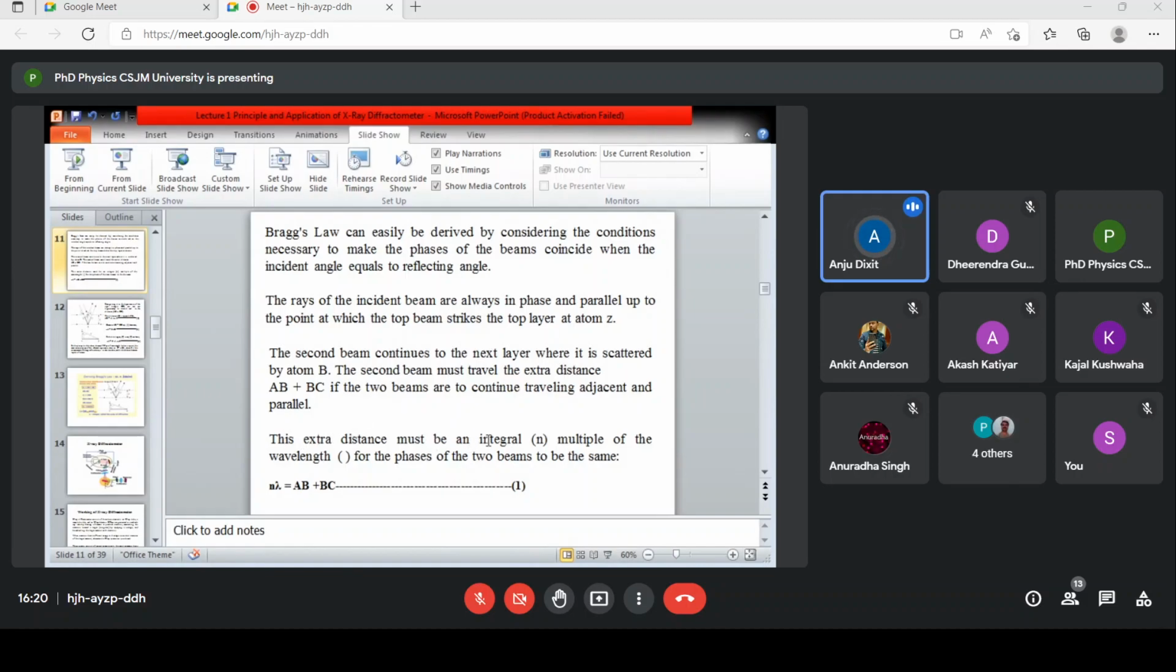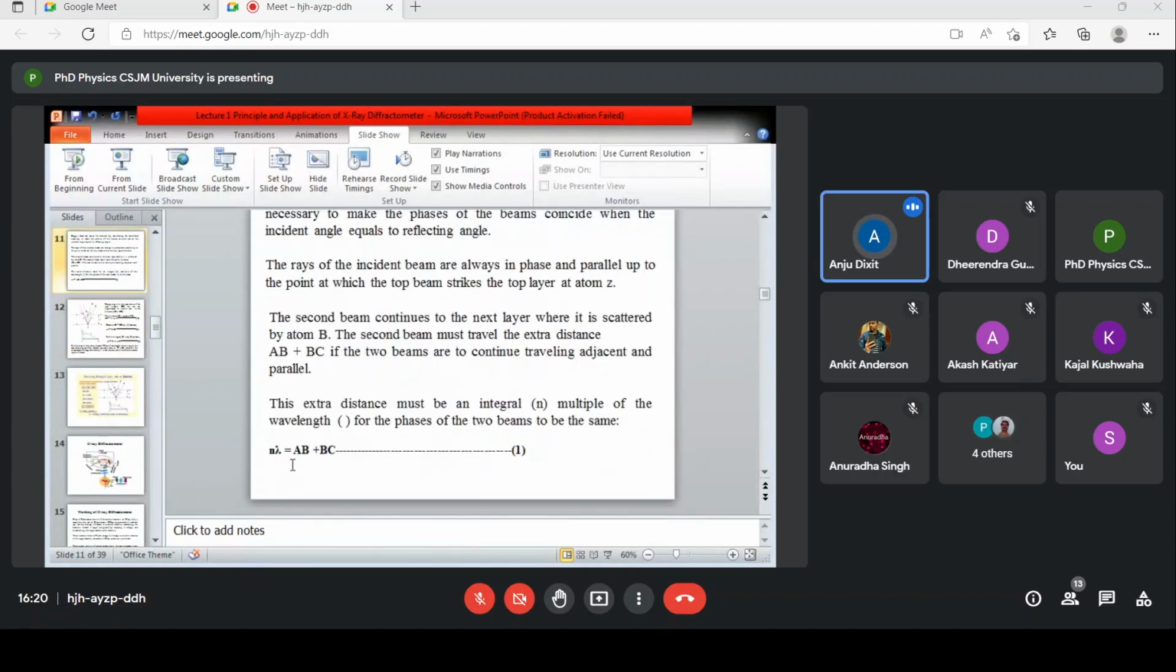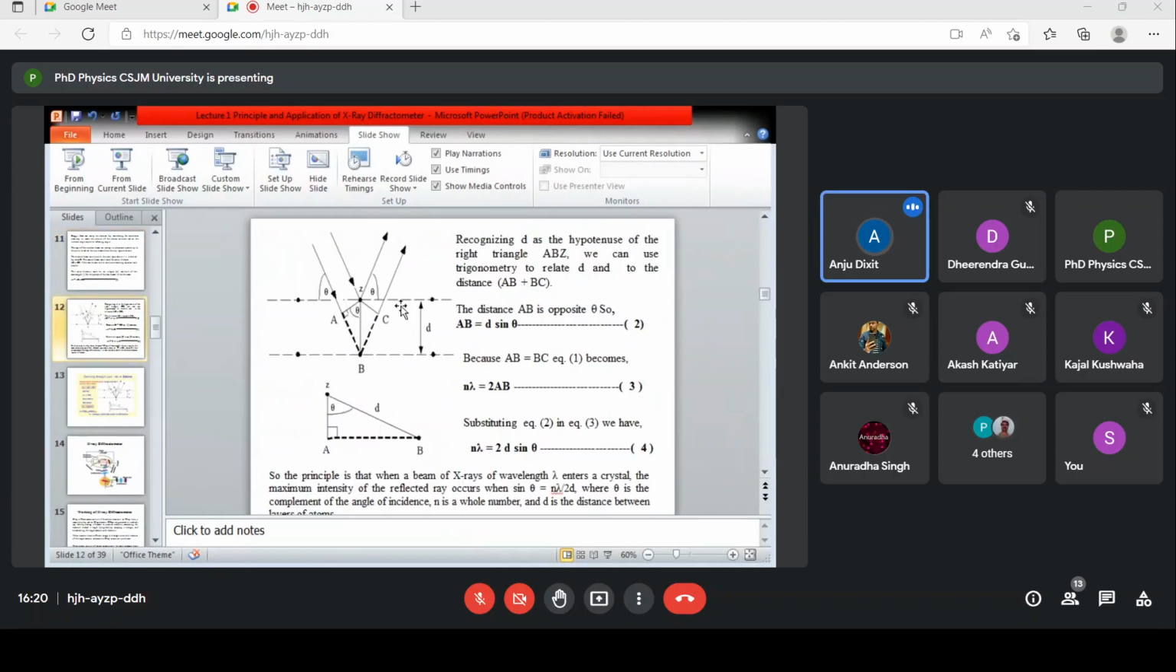So this extra distance must be an integral multiple of the wavelength, that is lambda, for the phases of the two beams to be the same. That is, n lambda is equal to AB plus BC. Let me explain with the help of this diagram. This is the first beam that is incident on the first plane at point Z, and the second beam is at B, so it has to cover this distance AB plus BC. By having this condition, AB plus BC is equal to n lambda, where n is an integer and lambda is the wavelength. So only when this condition is satisfied does it happen.